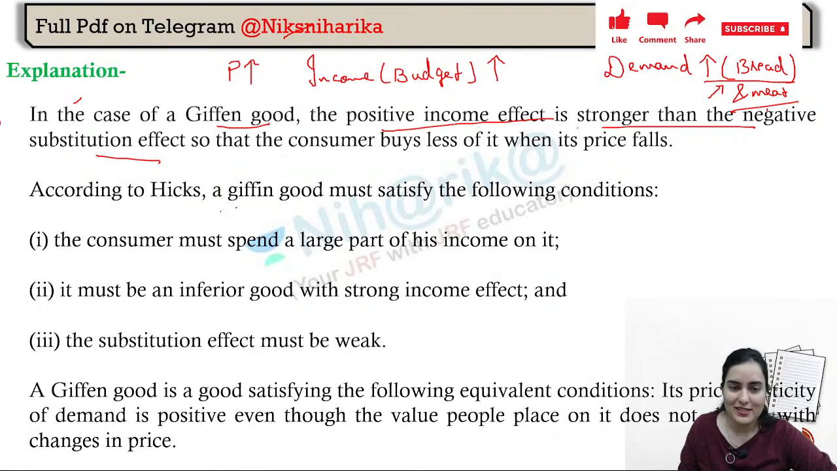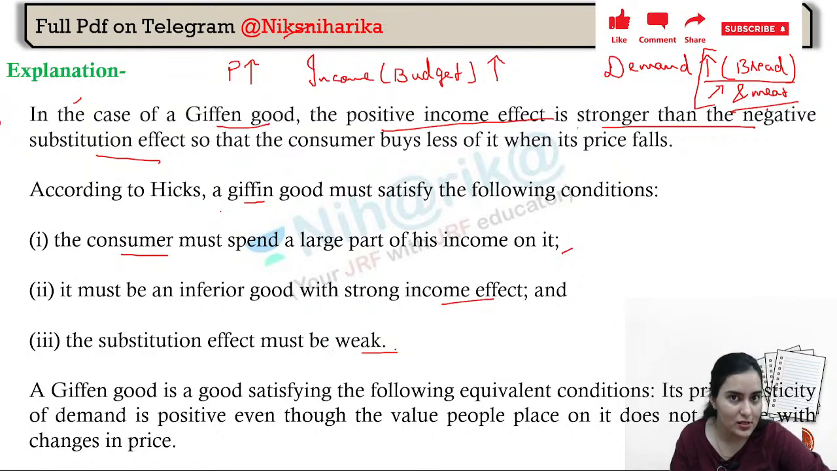Now, according to Hicks, the Giffen good must satisfy the following consumption conditions. The consumer must spend a large part of its income on these products. It must be an inferior good with a strong income effect, and the substitution effect must be weak. That's why we are not selecting any substitute. We are ignoring any substitute. Whereas in inferior goods, we quickly go to some substitute good, that is, from inferior good to the normal good.